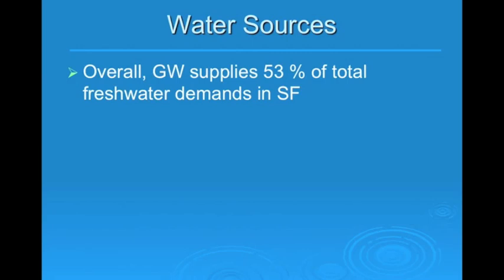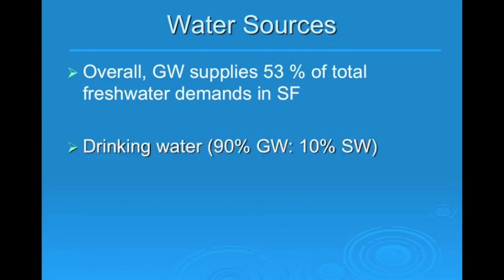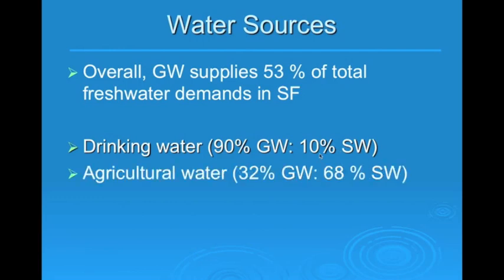If we look at water sources, overall, the groundwater supply is about 53% of the total freshwater demand. If you look at drinking water, 90% of that comes from groundwater, 10% from surface water. If you look at agricultural water, it's sort of the other way around. But again, overall, that's how it works out to this 53%.